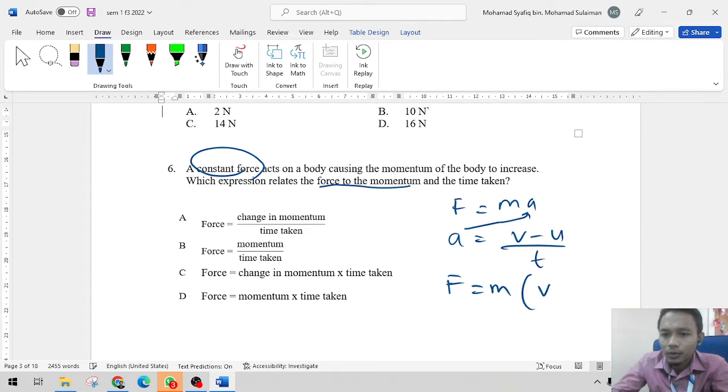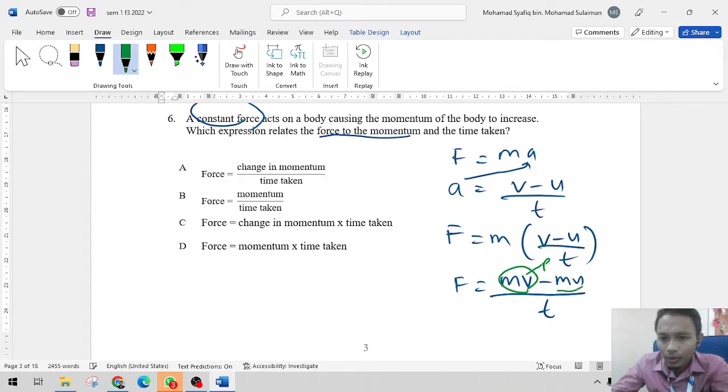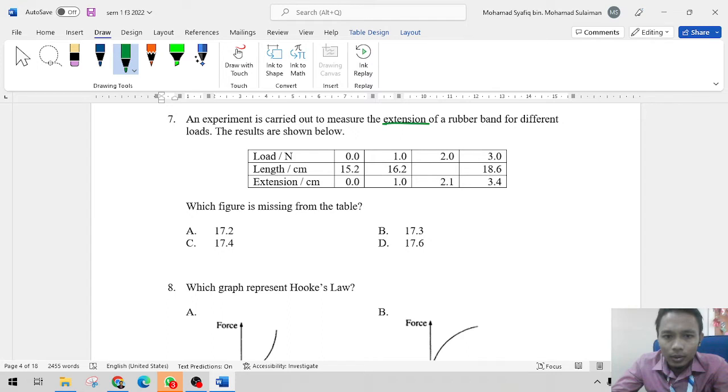Okay, so we expand it, so force equal to mv minus mu over t. So mv is momentum, so this is momentum. mu is initial momentum, so minus means change in momentum. So the answer is A.